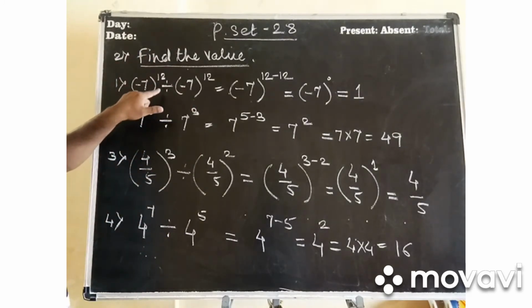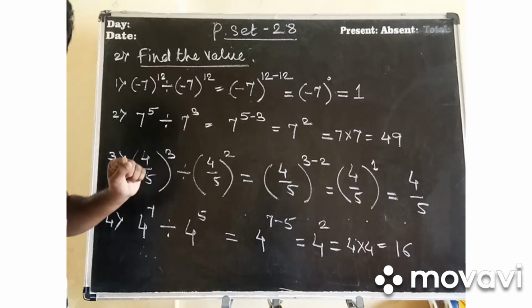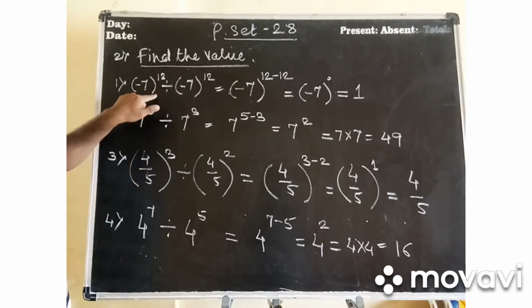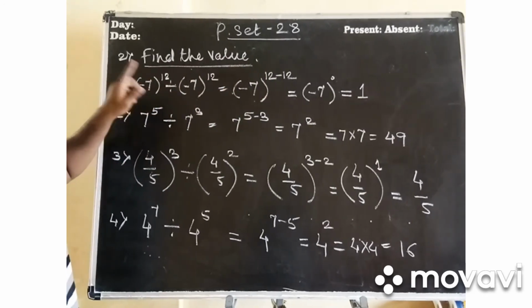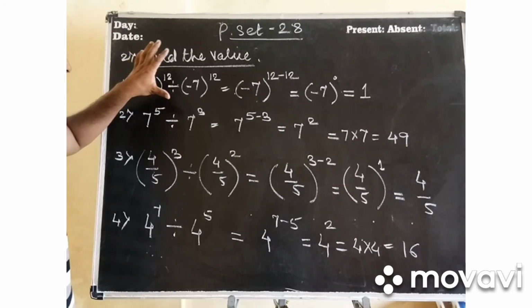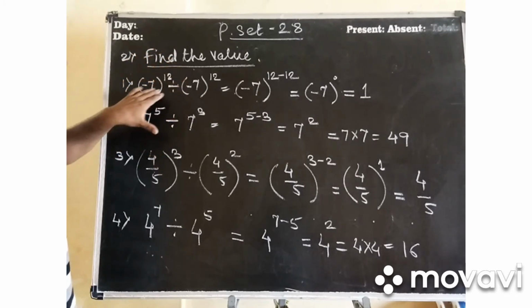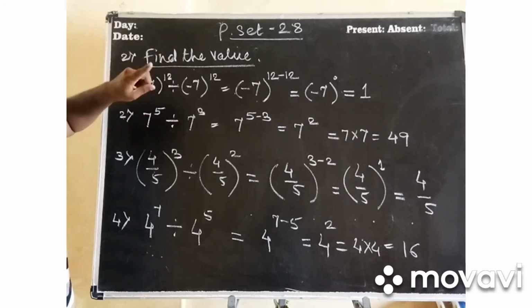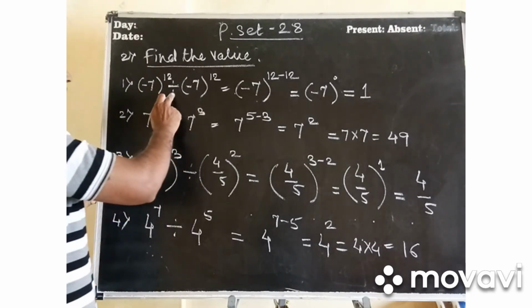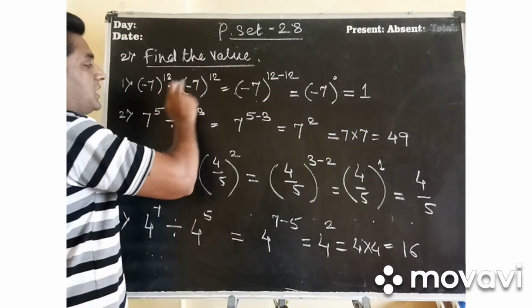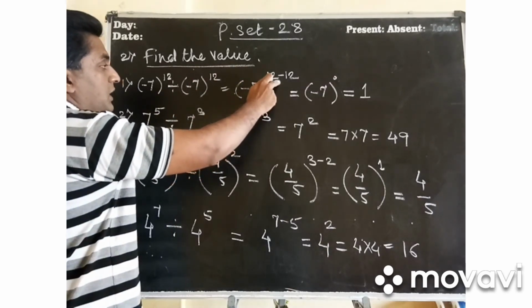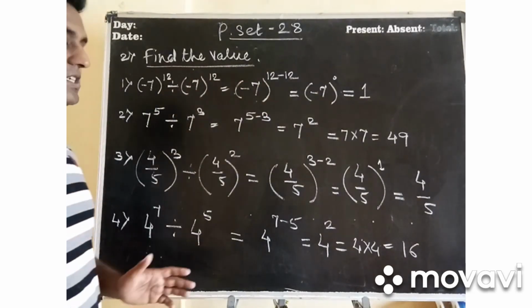Very easy. Remember, once again, last time I am telling you: if between two same bases multiplication occurs, you have to add the indices. But if division occurs, then you have to subtract. Right everybody? So this is what we have seen in practice set 28.